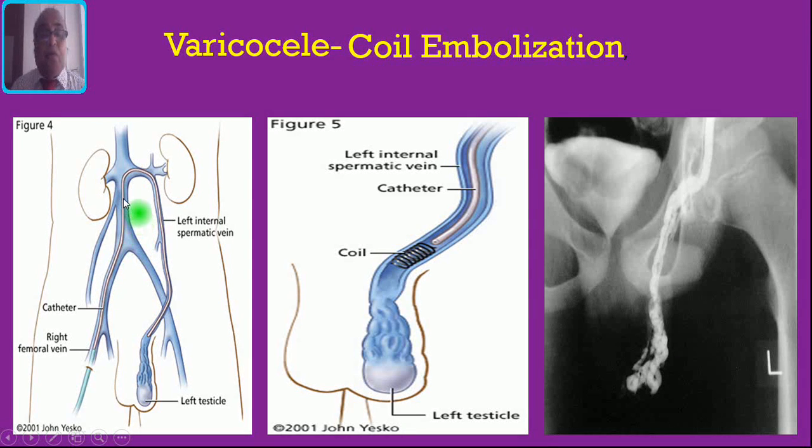Then you have to go through the IVC. You have to cannulate through the left renal vein, go into the testicular vein, the left testicular vein. You have to do all these things under X-ray guidance. So you have to go into the testicular vein, and then you have to put a coil inside, so that this coil will block the supply, and the size of the varicocele will get reduced.